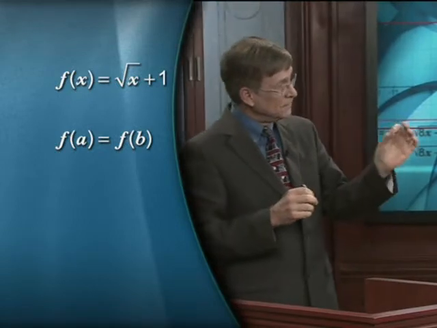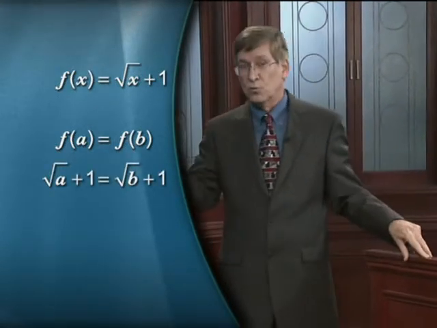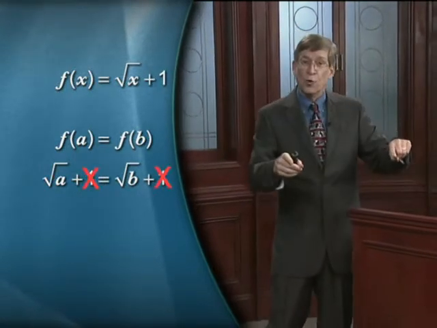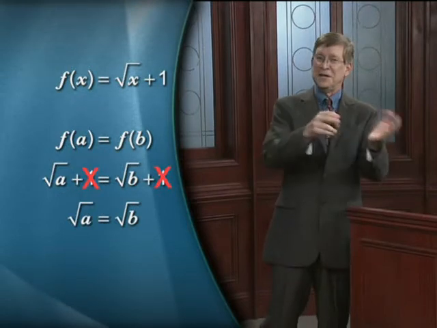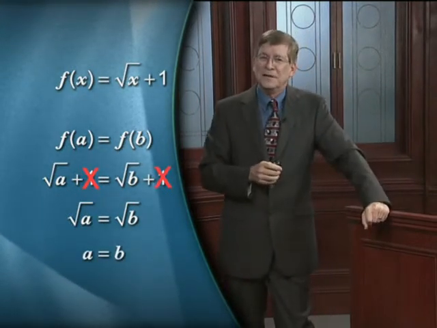So assume f of a equals f of b, which means that the square root of a plus 1 equals the square root of b plus 1. Cancel the 1s, and you have square root of a equals square root of b. Now square both sides, and a equals b. Wow. Assuming that f of a equals f of b, we've concluded that a equals b. We've proven that this function is one-to-one.